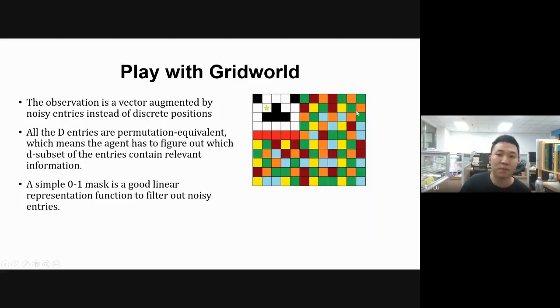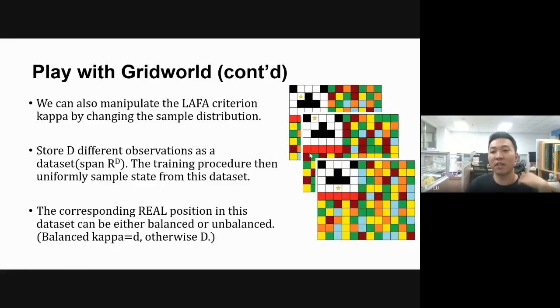But if you don't have this representation, you need a large number of samples to know, for example, that this entry is actually useless because it has nothing to do with the state and nothing to do with the reward. So we hope to use this environment to investigate whether a good representation could help to reduce the sample complexity. And actually, we can use this environment to play with it. We can manipulate the kappa and see whether it really changes the sample complexity for the target task. How do we do that?